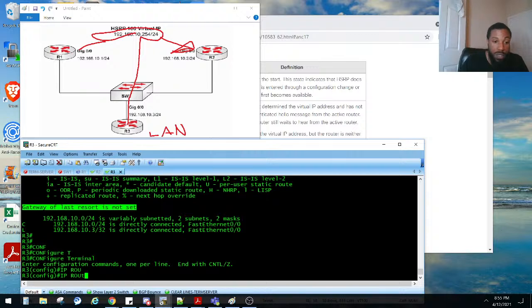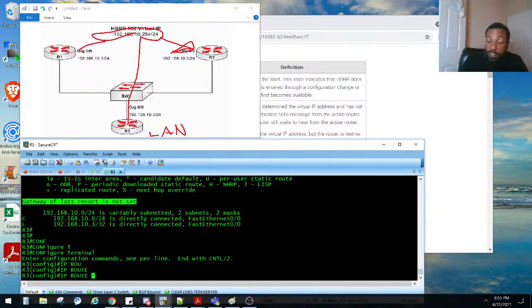So IP route, right? We've done a video on static routes. If you don't know anything about that, just go on my channel and you'll see how to do that, right? So quad 0, just like that. And then we said our next hop, send that to 192.168.10.254. So 192.168.10.254. Fat finger squad in the building.